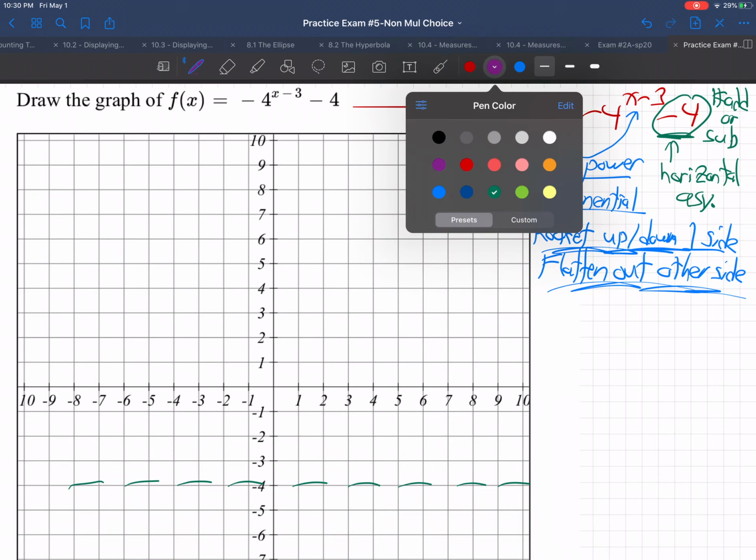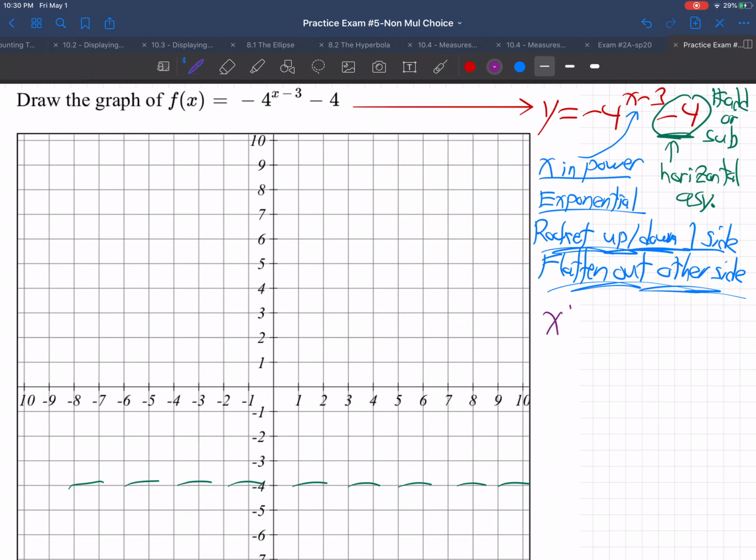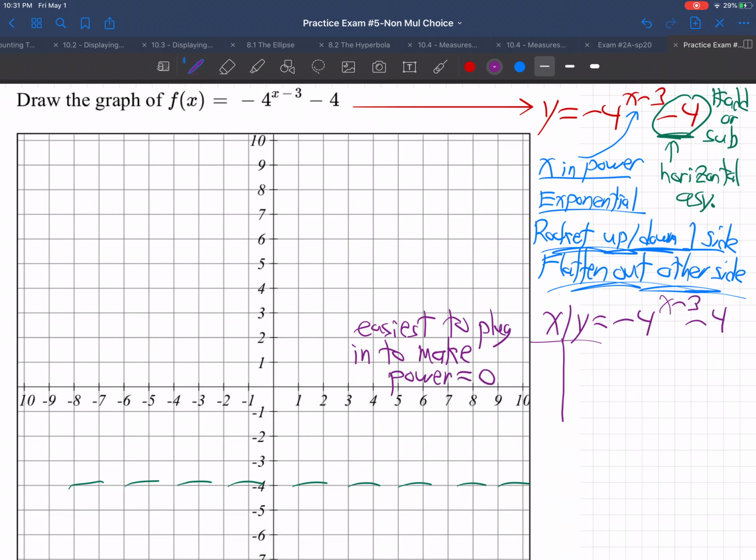Now, I'm going to come down here and make my table next. So I'm going to go x, y, and y, of course, equals minus 4 to the x minus 3, minus 4, like that. And I'm going to put in some values. Now, you can plug in any numbers you want, but what's going to be easiest? It's easiest to plug in to make the power equal 0. Make this little power zone be 0. So what could I plug in right there for x to make that power zone 0? Well, 3, huh? So that's what's going to be easiest.